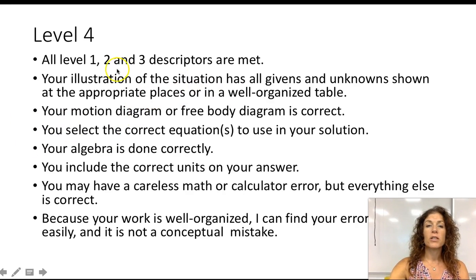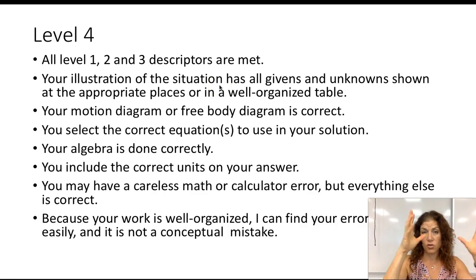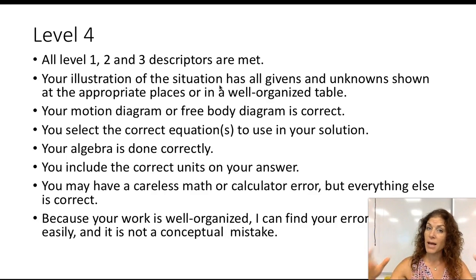Now a level 4 is where your illustration has all the givens and unknowns shown at the appropriate places, or you've constructed some sort of table to organize it. You've got a correct motion diagram or free body diagram when they're necessary. You have the correct equation or equations. Your algebra is correct. You're showing the correct units on your answer. You might have a careless math or calculator error, but otherwise everything else is perfect. I'm going to be looking for everything is right, but maybe a careless mistake, but not a systematic error. And I can find that error without any strain or stress because your work is so organized.